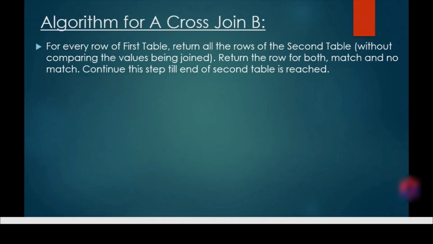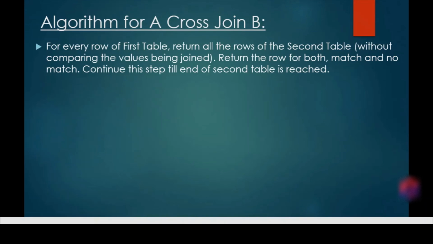Here is the algorithm, right? For every first row of the first table, in our case the first table is table A, since it is written on the left of cross join, we return all the rows of the second table without comparing the values being joined, right? So there is no need to check if the value of the row in the first table matches with the value of the row in the second table. There is no need to perform any comparison. Unlike all the joins that we have discussed so far, we were performing comparisons. We were checking if the values are matching or non-matching. Cross join does not worry about all this.